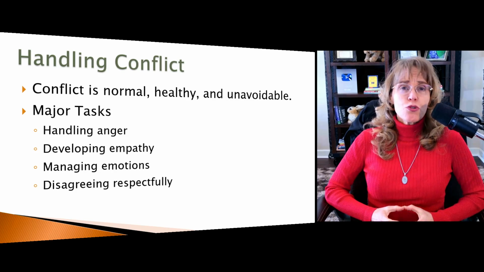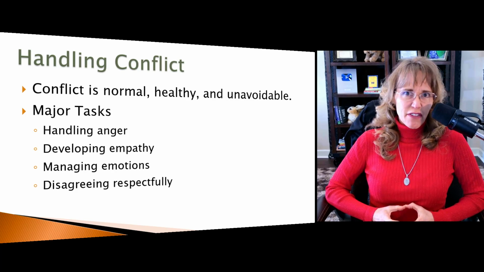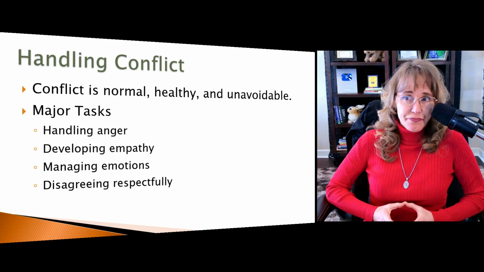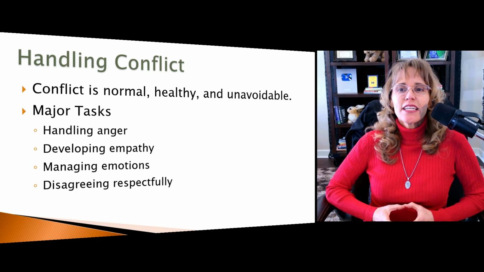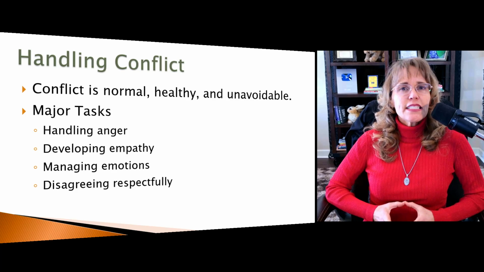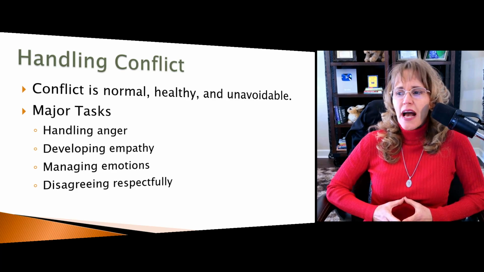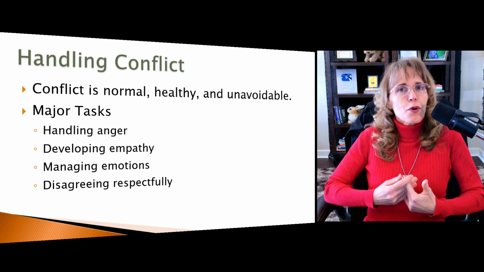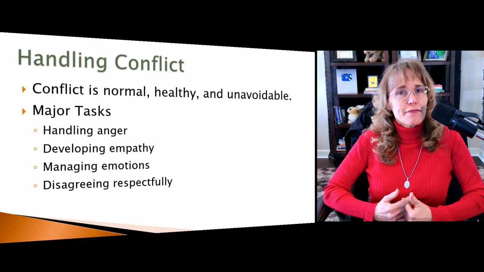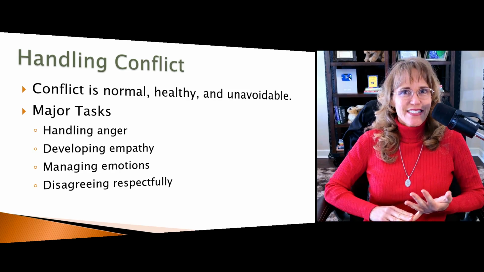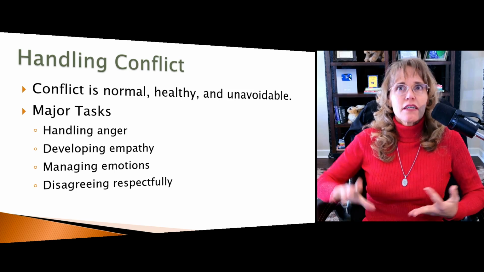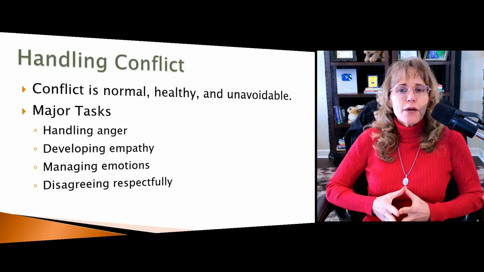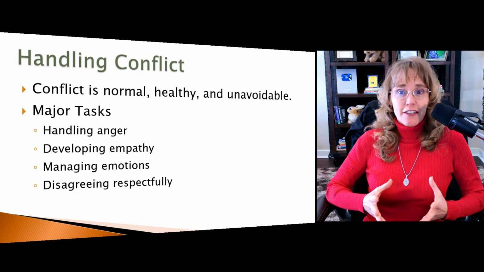Conflict in group is normal and it's necessary. If everybody gets along all the time, somebody is faking it. So it is normal, healthy, and unavoidable. We need to help people in group learn how to handle anger. Anger is a response to a perception of a threat. Notice it, acknowledge it, downregulate, and address. We need to help them develop empathy for one another.